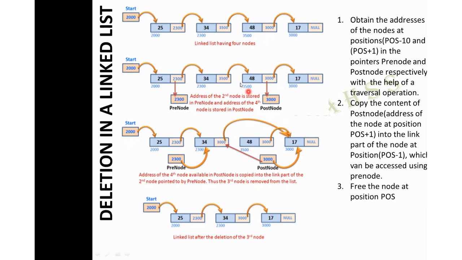So how can you do it? Look into this diagram. The node with value 48 has address 3500. The next node's address value is 3000, and it is present here. This node has to be removed. The 3500 address value has to be removed and this value, 3000, has to be posted over here.